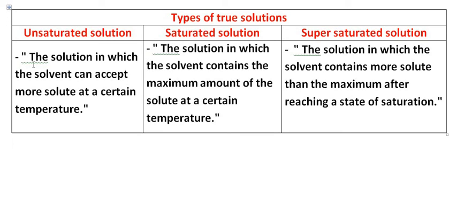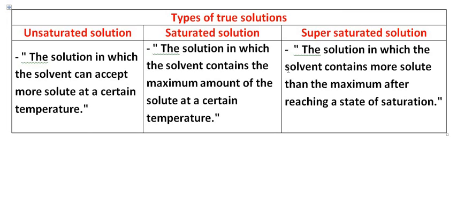By continuing adding sugar or salt to water and stirring, the dissolving process will happen, but not for infinity, only to a certain limit. At this limit, we say that this solution is saturated. The saturated solution is a solution in which the solvent contains the maximum amount of solute at a certain temperature without heating. This solution is called saturated solution, which has maximum amount of solute at a certain temperature.